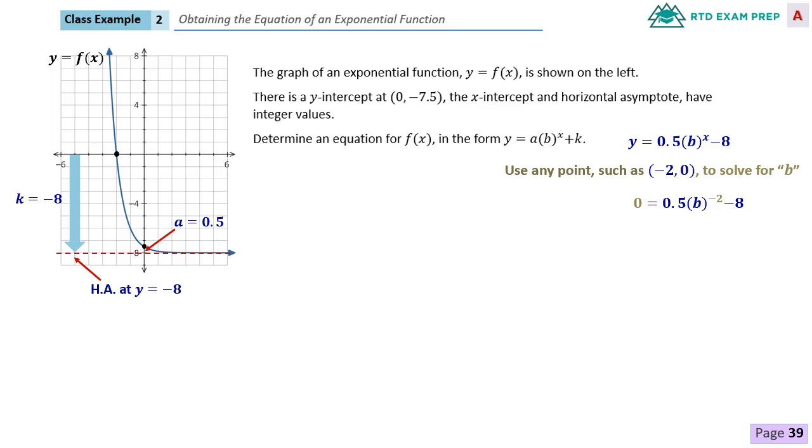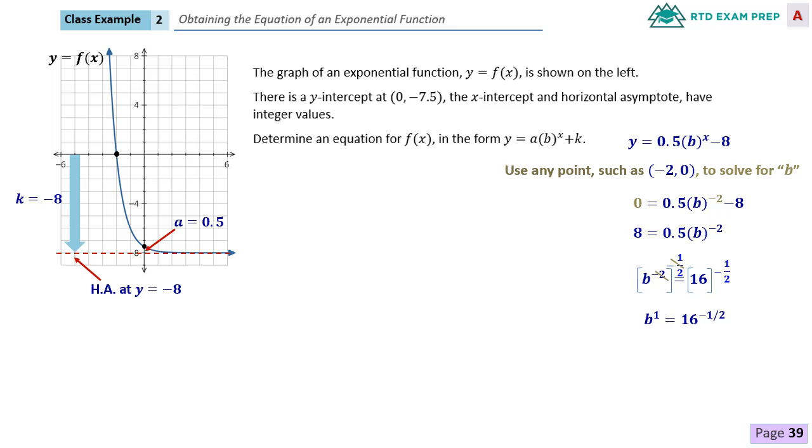We can use the point negative 2 and 0 to replace x and y in our equation. Now we need to isolate b. Most students are comfortable adding 8 to both sides and then multiplying by 2 or dividing by 0.5. This gets us to the step of b to the negative 2 equals 16.